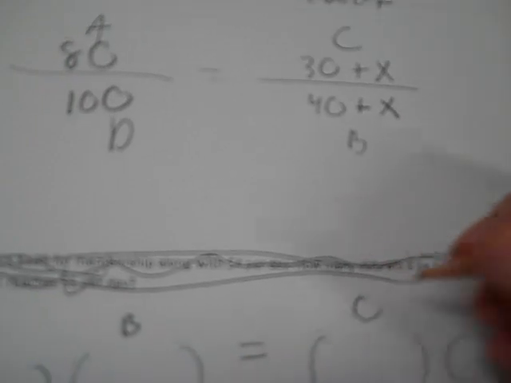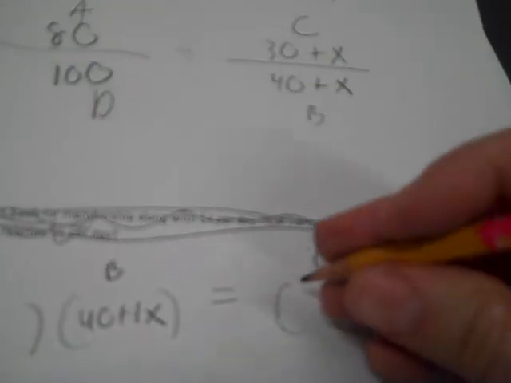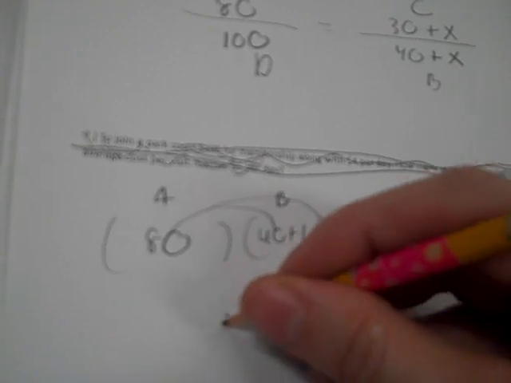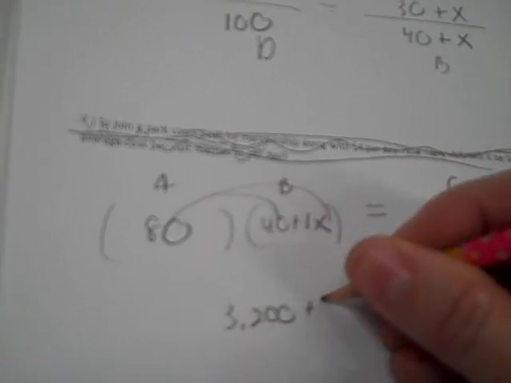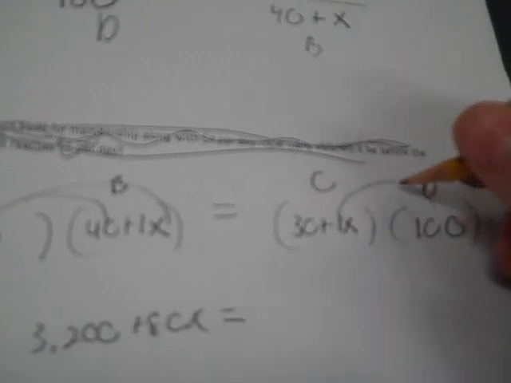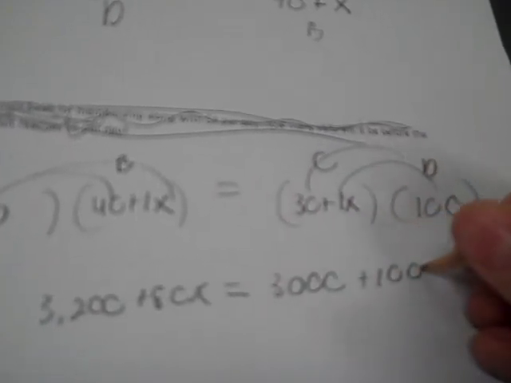I can multiply A times B, that equals C times D. So A is 80, and B is 40 plus 1x. And then C is 30 plus x, or 1x if you want, and then 100. So then I distribute 80, and that's 3,200 plus 80x. And that's equal to 3,000 plus 100x.